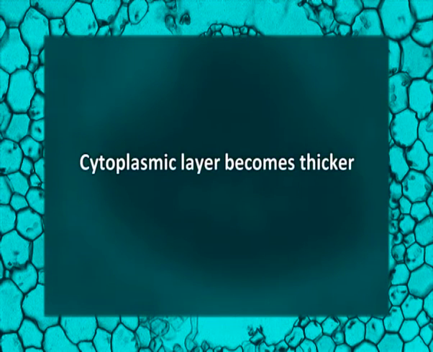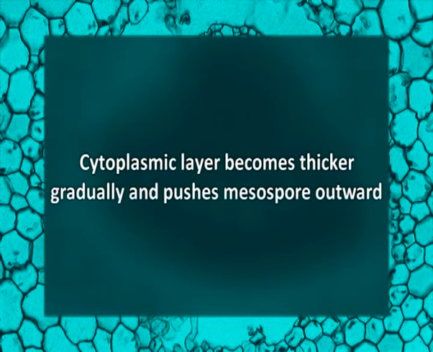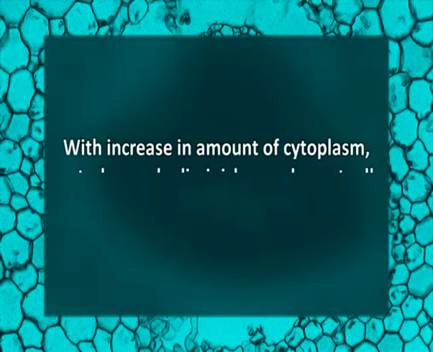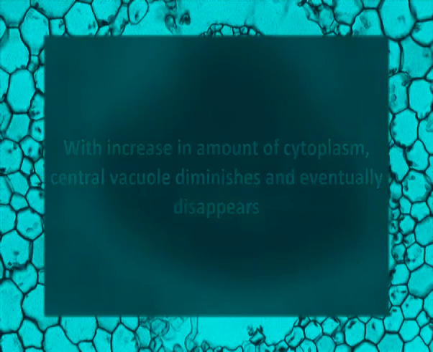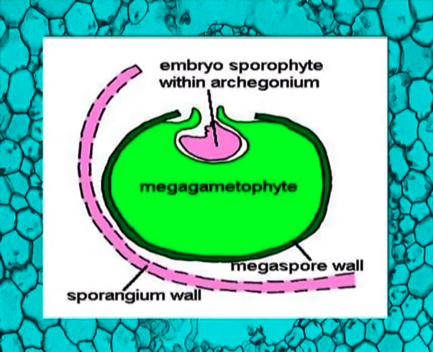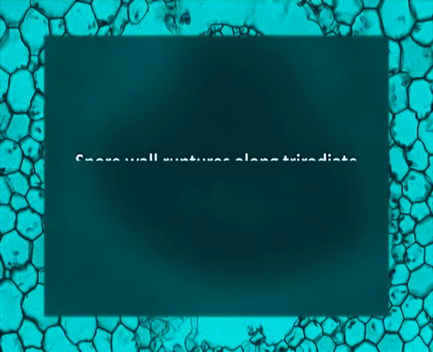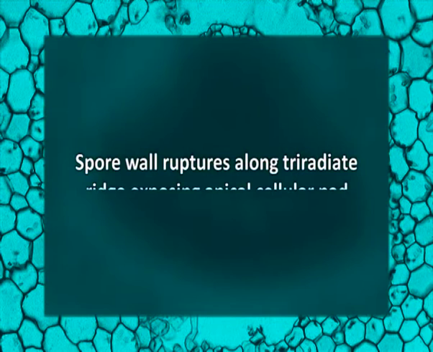The cytoplasmic layer becomes thicker gradually and pushes the mesospore outward. As a result, the mesospore again comes in contact with the exospore. With the increase in the amount of cytoplasm, the central vacuole diminishes and eventually disappears. The part of the gametophyte below the diaphragm is multinucleate in early stages but becomes multicellular as wall formation proceeds inward. At this stage, the spore wall ruptures along the triradiate ridge, exposing the apical cellular pad.